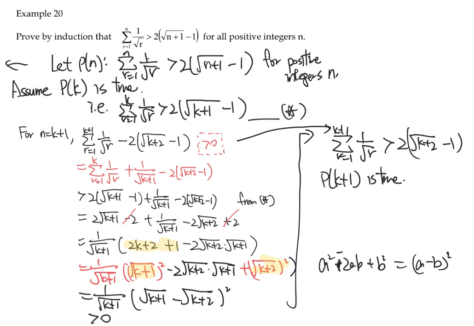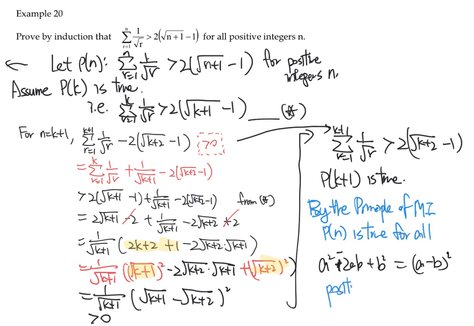Of course, for the last statement, you have to write, by the principle of MI, Pn is true for all positive integers n. So just ask me if you have any problems on this question.